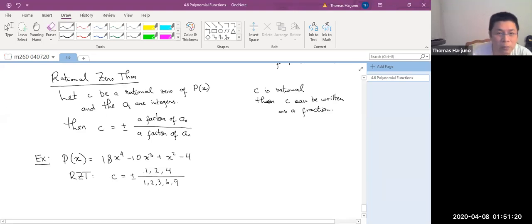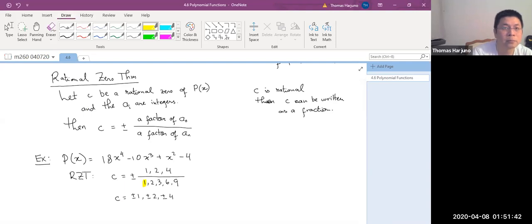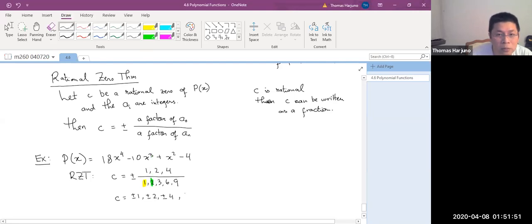Now, all the possible combinations of this will be plus or minus 1, plus or minus 2, plus or minus 4. Are you with me? I divide by 1 first: 1 over 1, 2 over 1, 4 over 1. Is it okay? And then I divide by 2. That will be plus or minus 1 over 2, plus or minus 2 over 2, which is 1, and we already have that, plus or minus 4 over 2.